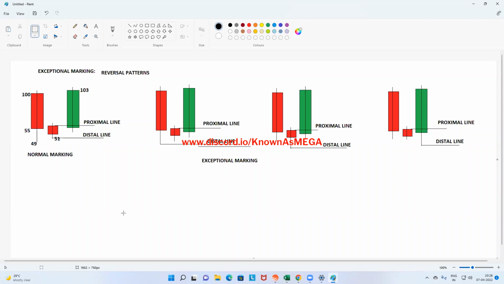See, when we come to different types of trade setups, there you will understand. Wherever you mark, whether daily time frame, weekly time frame, or monthly time frame, always mark exceptional marking, because it will save you. Understanding?